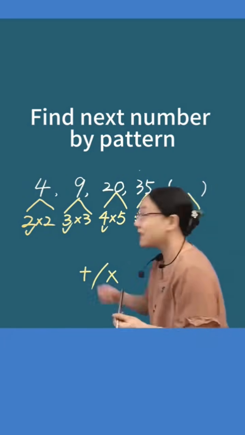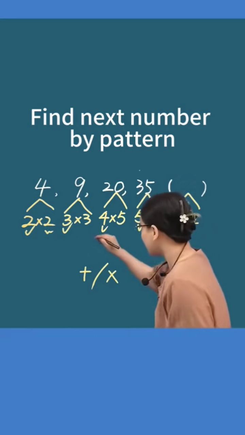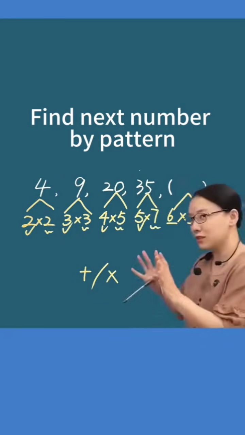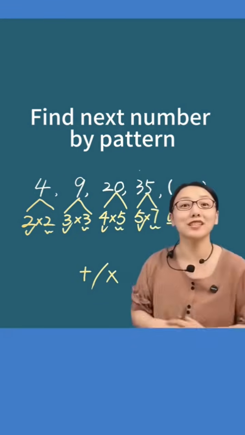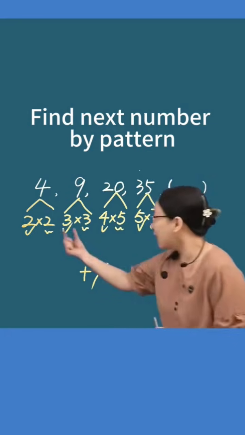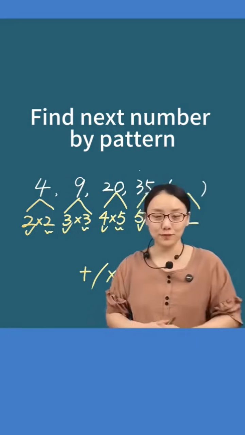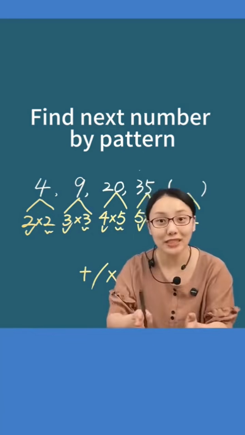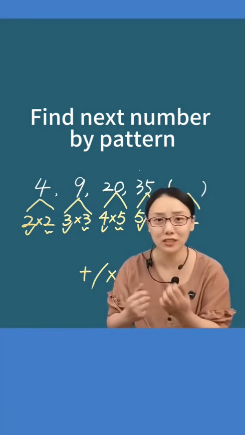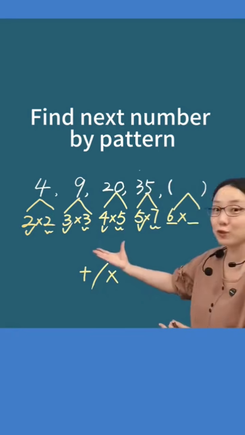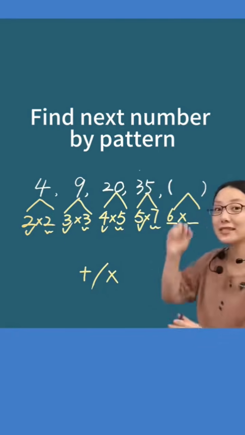Now let's look at the second number. That's 2, 3, 5, 7. What's the pattern here? It's not as obvious as the previous one, right? Actually, 2, 3, 5, 7 are called consecutive prime numbers. What is a prime number? It's a number that has no factors other than 1 and itself. Let's continue. 2, 3, 5, 7. What's the next prime number?